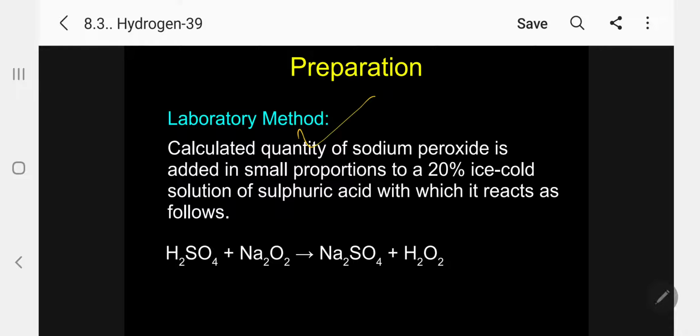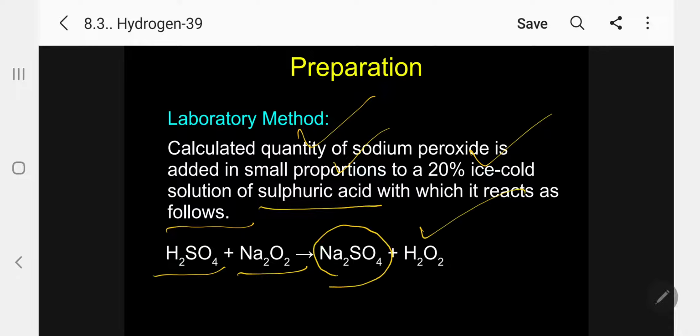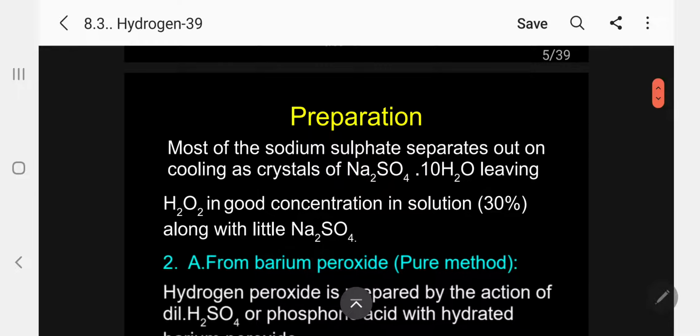A calculated quantity of sodium peroxide is added in small portions to a 20% ice cold solution of dilute sulfuric acid, with which it reacts as follows. When you add sodium peroxide to 20% ice cold dilute sulfuric acid, we get sodium sulfate and hydrogen peroxide. They are produced in these reactions.